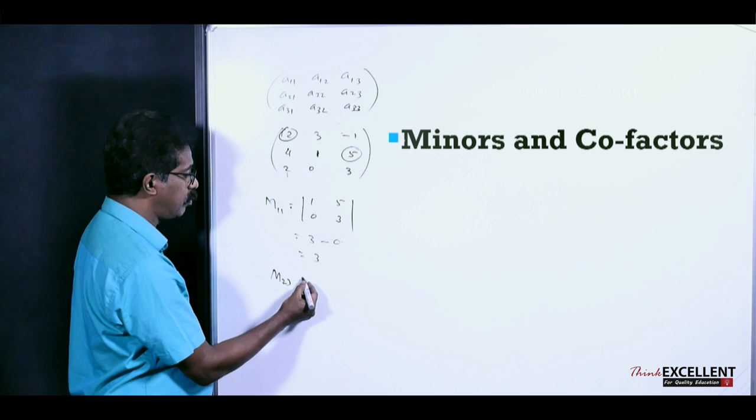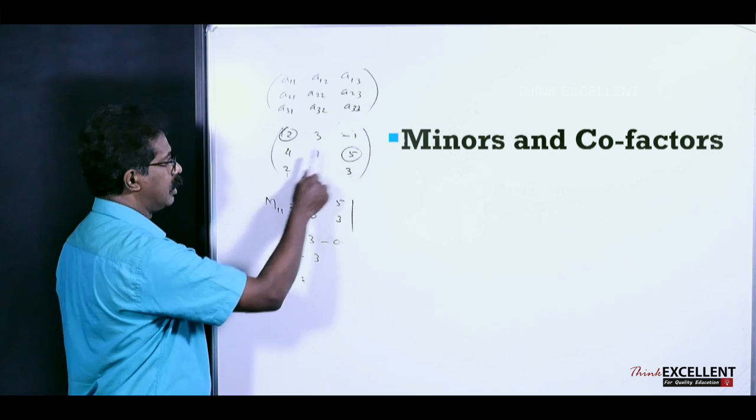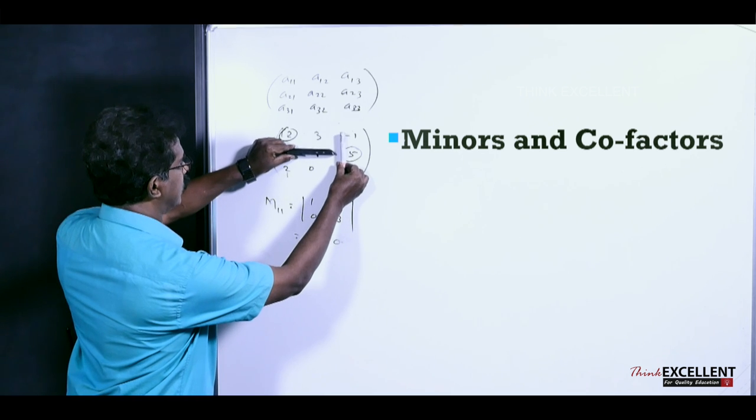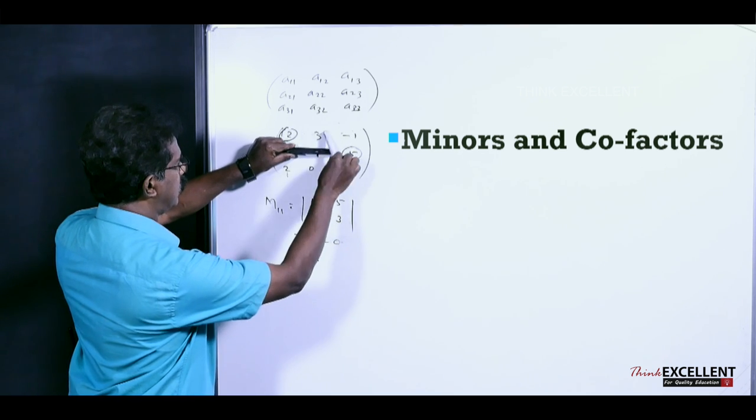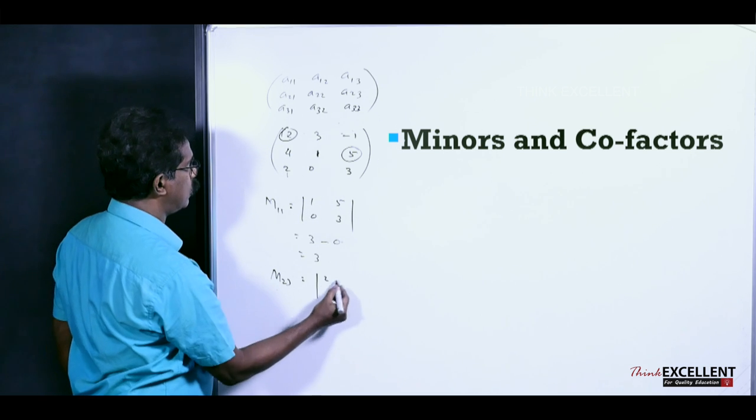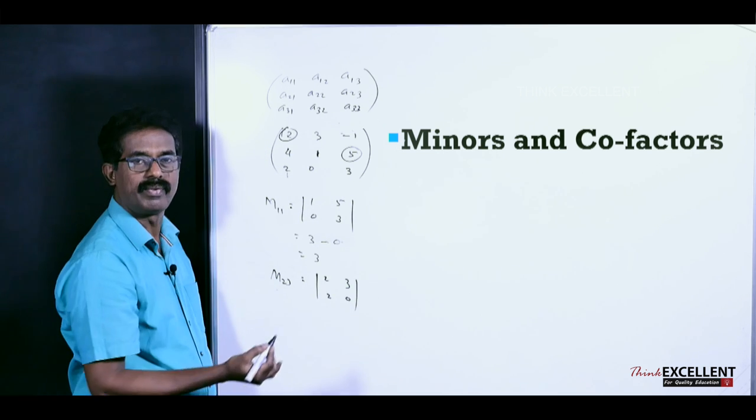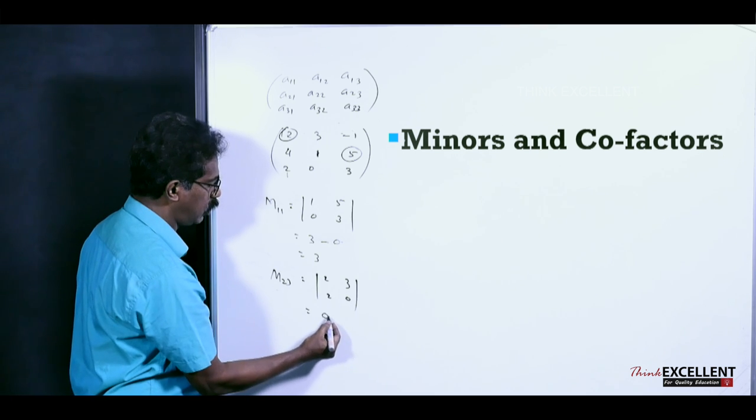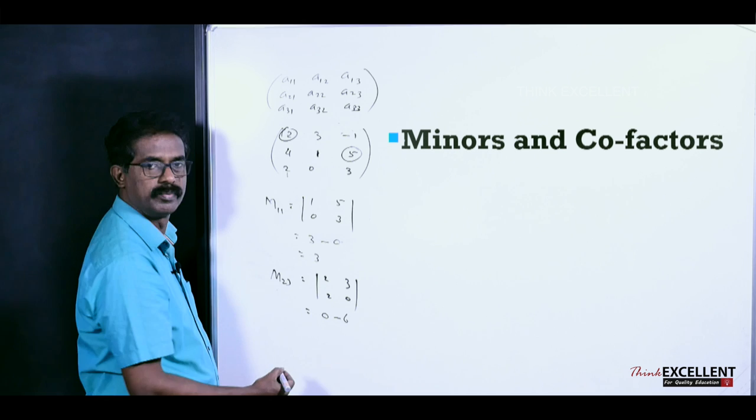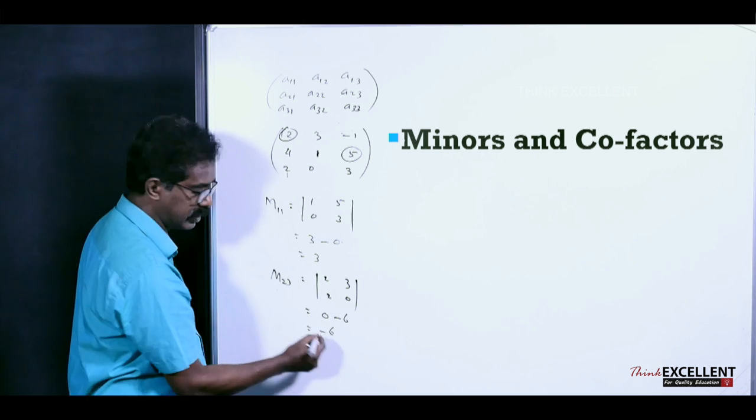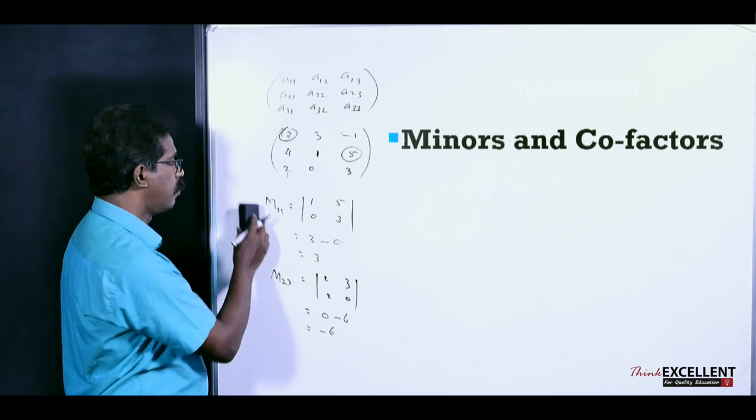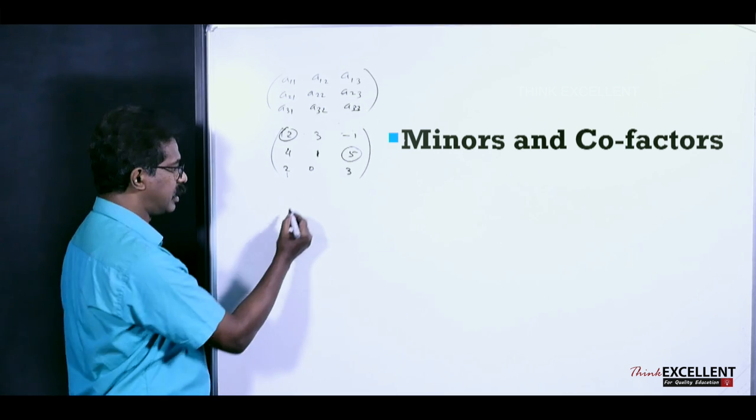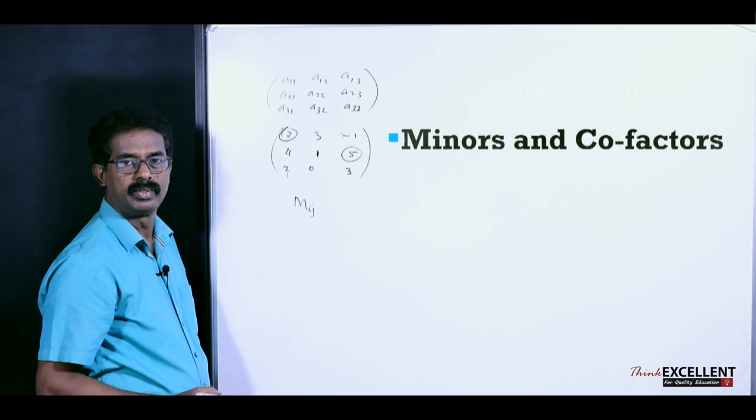How can you find the minor? That row and that column, we leave it. Listen. This row, this column, you leave it. Take the remaining: 2, 3, 2, 0. That is simplified: 2 into 0, 0, minus 2 into 3, 6. So the answer is minus 6. Like that, you can find a minor. Minor, we generally denote it as Mij.